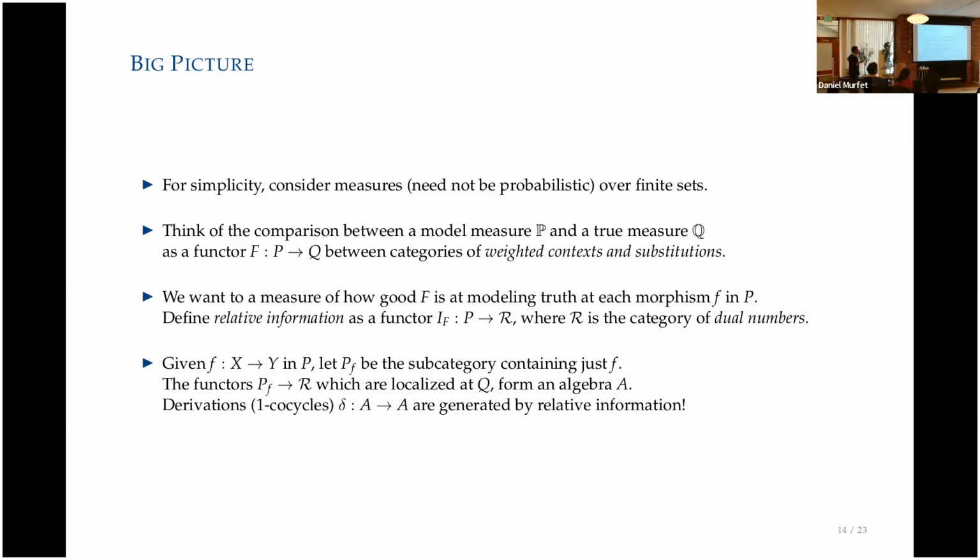So first, I'm going to think about measures and not probabilities. I just want to think about measures, about KL divergence between two measures. If I'm trying to compare a model measure with a true measure, I want to think of the comparison as a functor between some category P, which I call the model, and some category Q, which I call the truth. These are categories of what I call weighted contexts and substitutions, which I'll explain in a bit. This is the big picture.